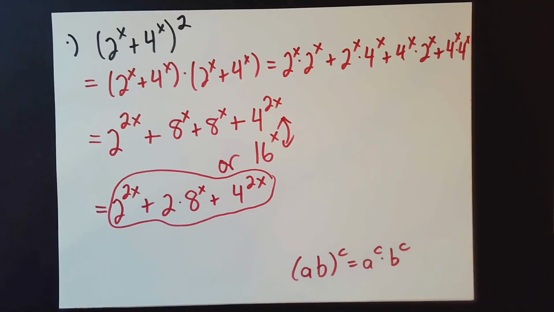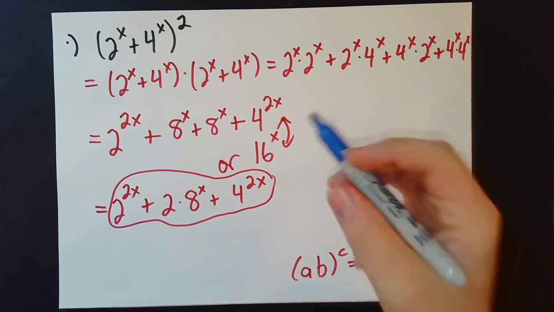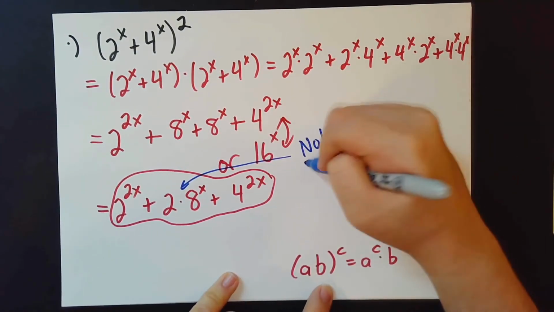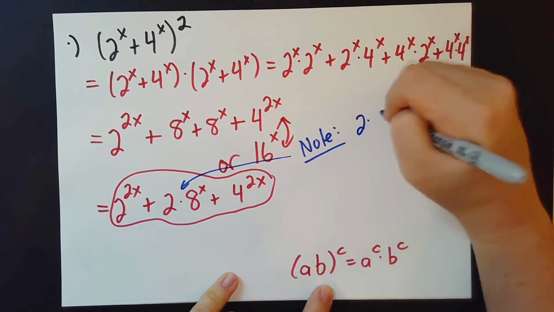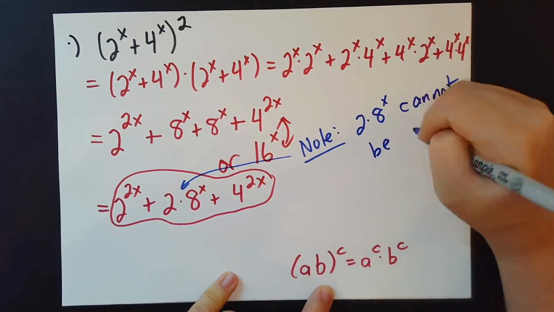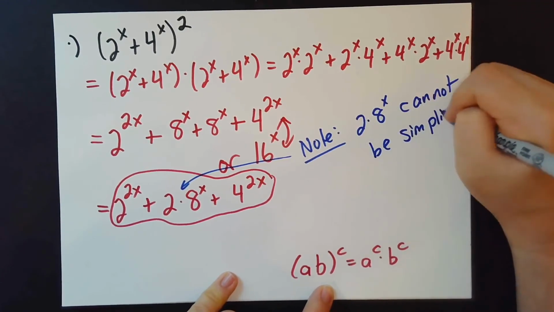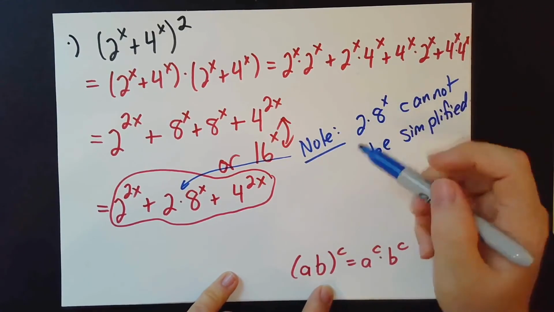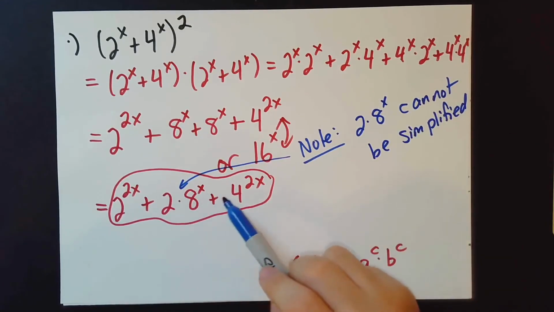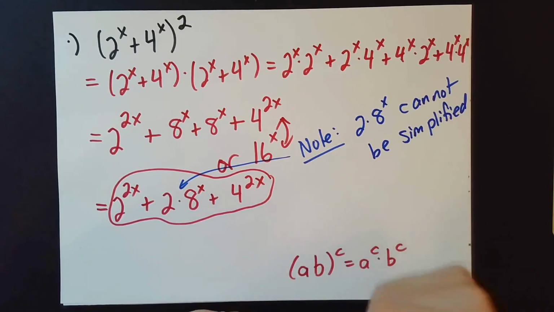Now, emphatic note, 2 times 8 to the x cannot be simplified. There is no way that I can combine the 2 and the 8. So this is definitely not 16 to the x, if you're tempted to think about this. This is just 2 8 to the x's.